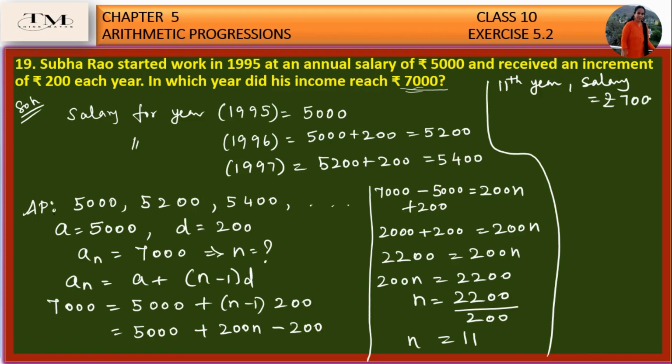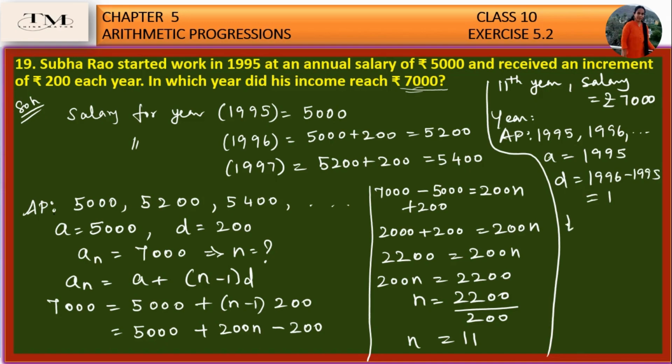So 11th year means which year? The years are 1995, 1996, etc. So here a will be 1995 and d will be 1996 minus 1995, which is 1. So we have to find T11, that is, what is the year in 11th place? So T11 equals a plus (n minus 1) into d.